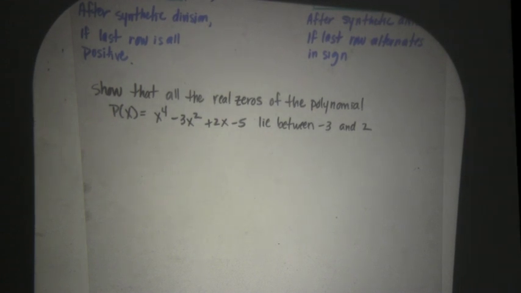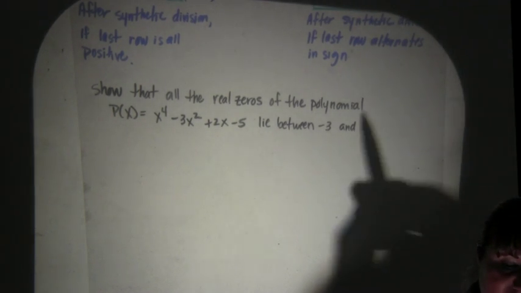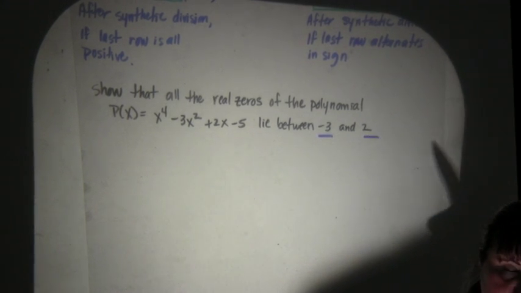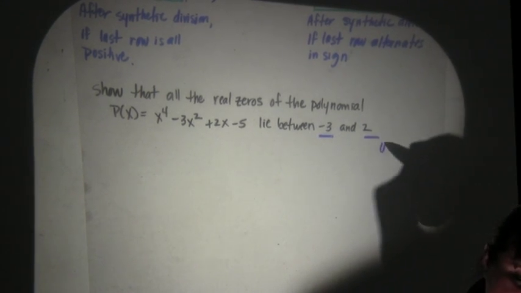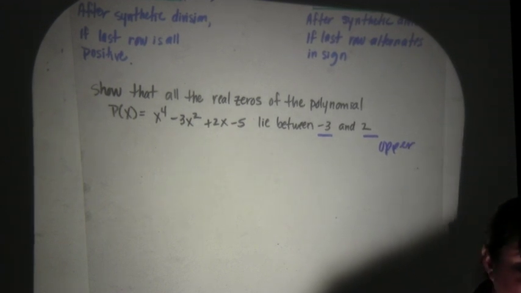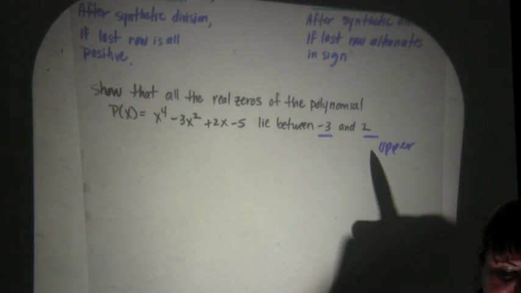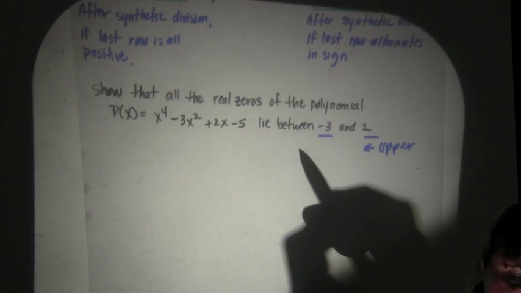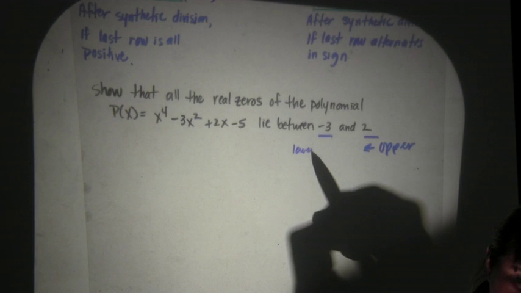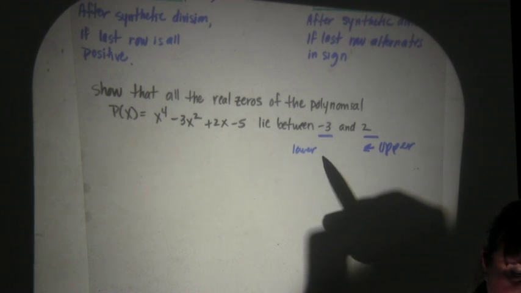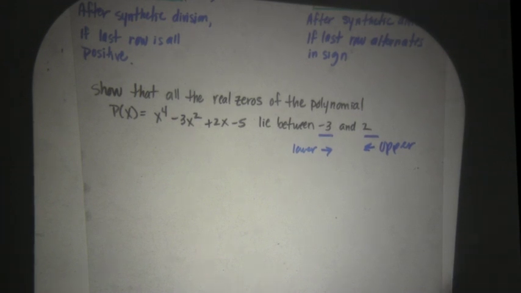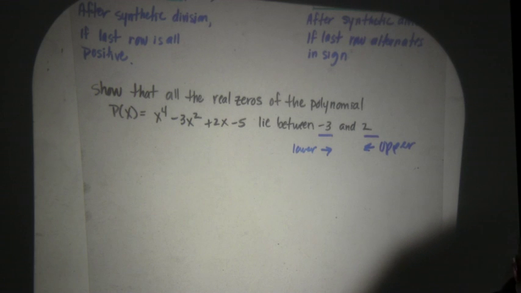What this is really saying is they want to know, is -3 a lower bound and is +2 an upper bound? Because if this was an upper bound, then all of the zeros that this polynomial has would be smaller than 2. And if in fact -3 is a lower bound, it means that all of the zeros that this polynomial has would be bigger than -3. Okay? So to show how this upper bound, lower bound works, we use synthetic division.